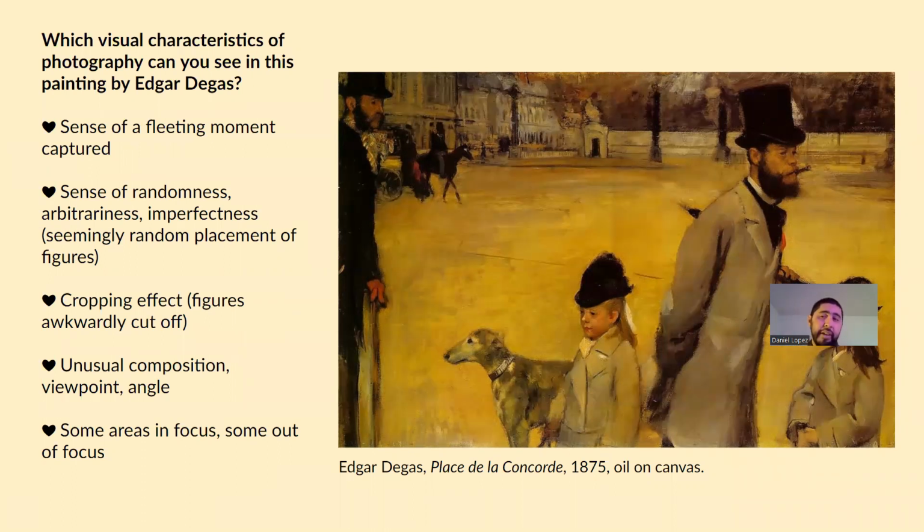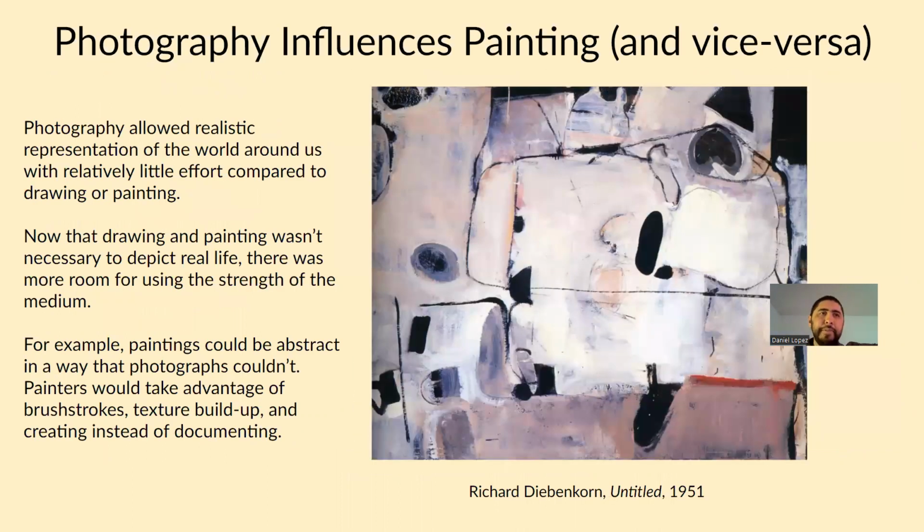In this composition, it's more of an everyday moment. Not everything's perfectly posed, right? So the composition's a little bit weird compared to what we would normally see. And the sense of focus is different, which imitates human eyes sometimes, especially if you're short sighted or nearsighted. I forget which one is which. But also, it allowed painting to be kind of free to just be painting.